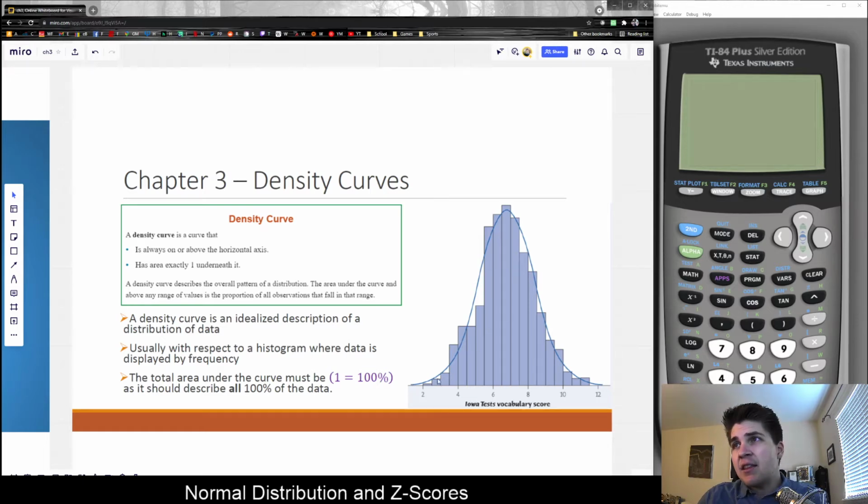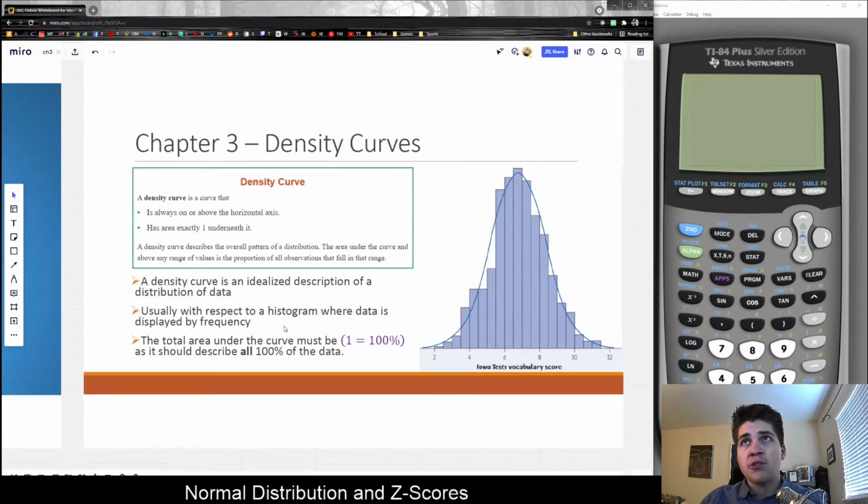The idea is that if we add up everything under the curve, it would add up to the total population, so that when we're looking at the full thing, we get 100% all the way through. And that way we can divide it up into areas of our interest to find various proportions that we care about.